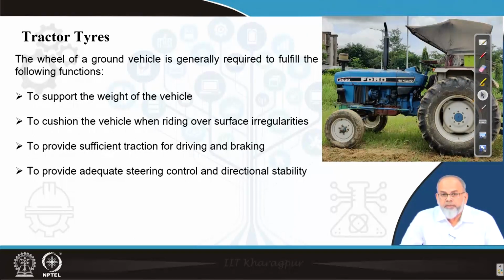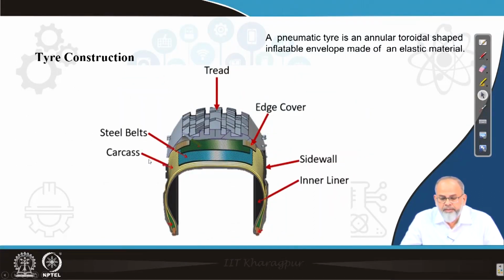If you look at the right hand corner, the tractors are therefore generally provided with wheels, pneumatic tires. So what is a pneumatic tire? It is an annular, toroidal shaped inflatable envelope made up of an elastic material.